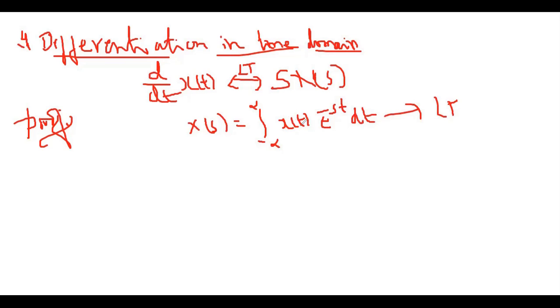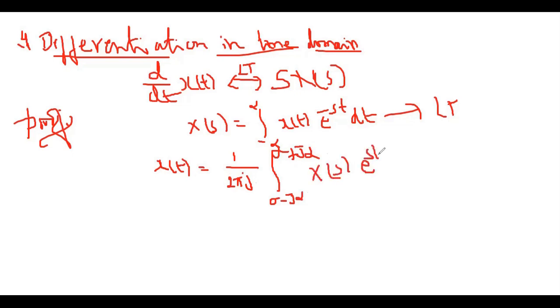Now I am applying the derivative here, d by dt. It is not possible by taking the Laplace transformation directly, so we use the inverse Laplace transformation. You can take x of t is equal to 1 by 2 pi j, integral from sigma minus j infinity to sigma plus j infinity, X of s e power st ds, with the positive exponential with respect to s. This is the definition of the inverse Laplace transformation.